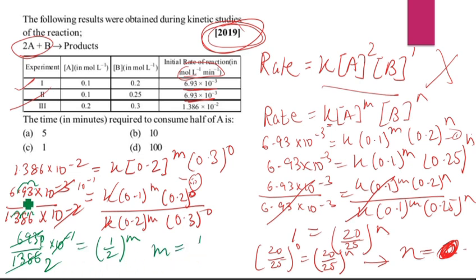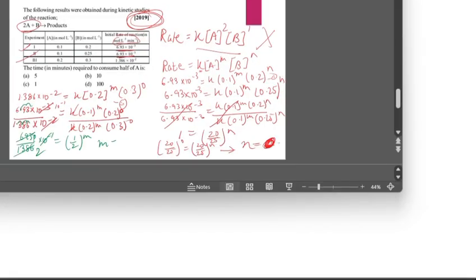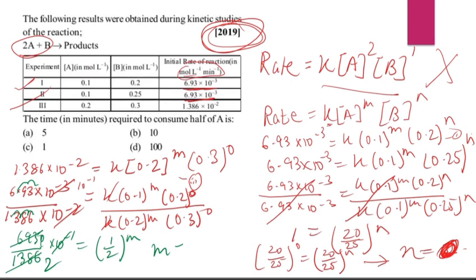So it is what? Just a second. So this will be half to the power m equal to half to the power 1. So what is the value of m? 1. Now see, so the equation says it is a first order equation with respect to a. Now let's quickly move on, so what we are getting, we got the orders, right? For a the order is 1 and for b the order is 0.